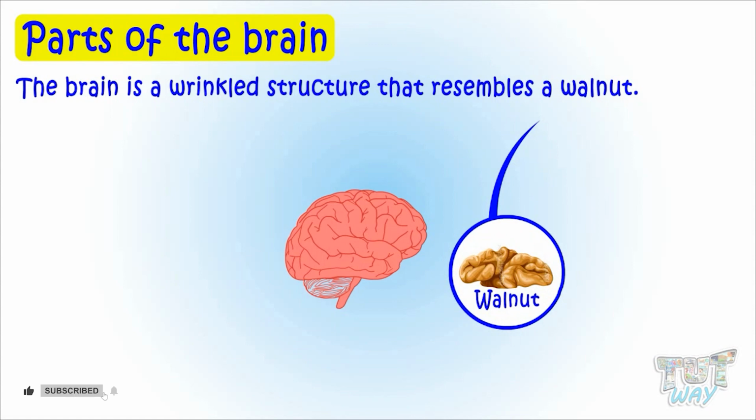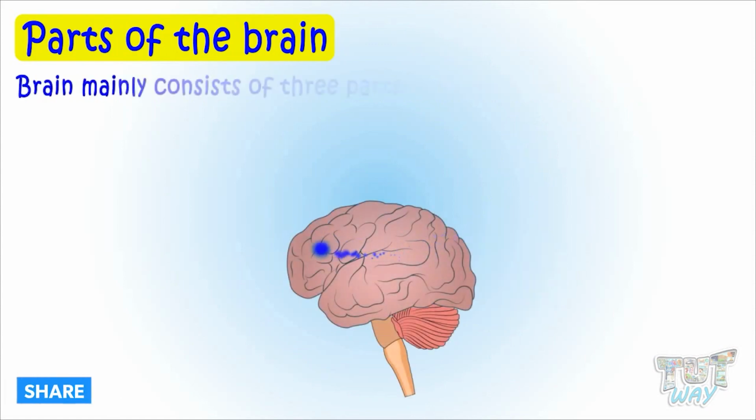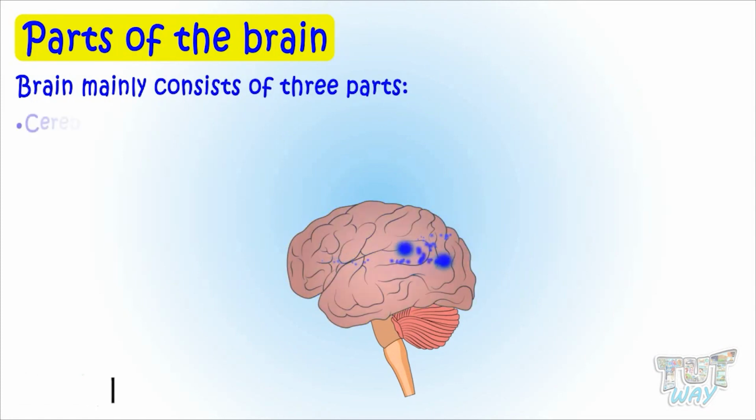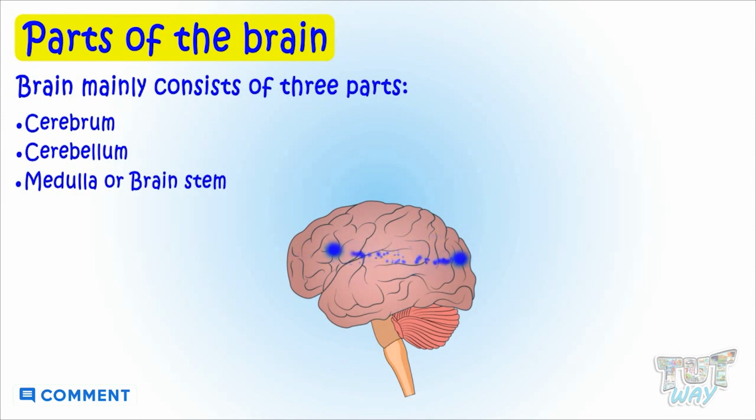Now let's learn the main parts of our brain. The brain mainly consists of 3 parts: cerebrum, cerebellum, and medulla or brainstem.